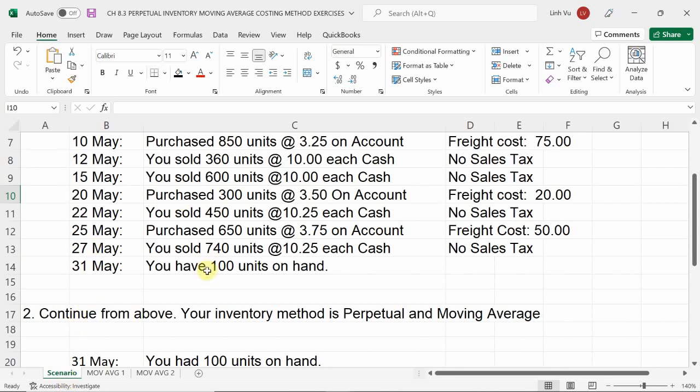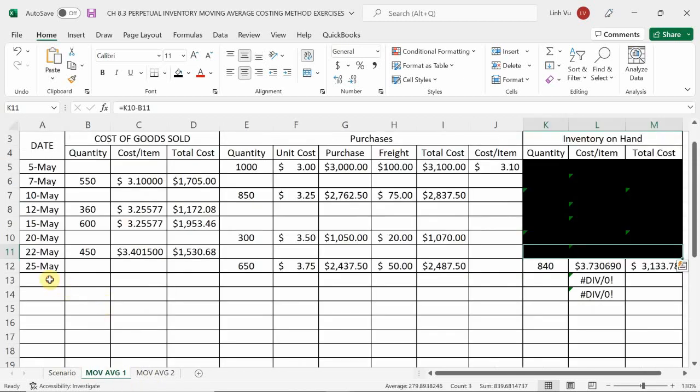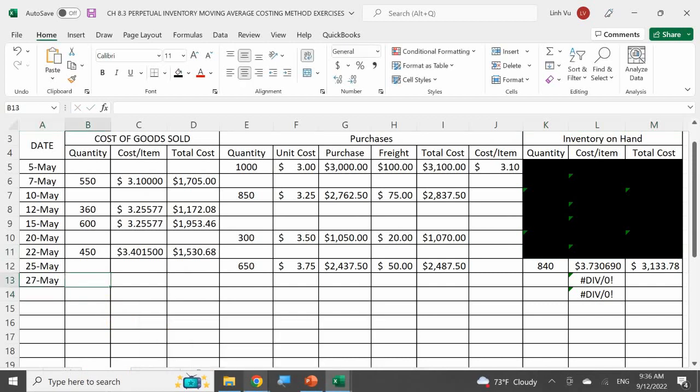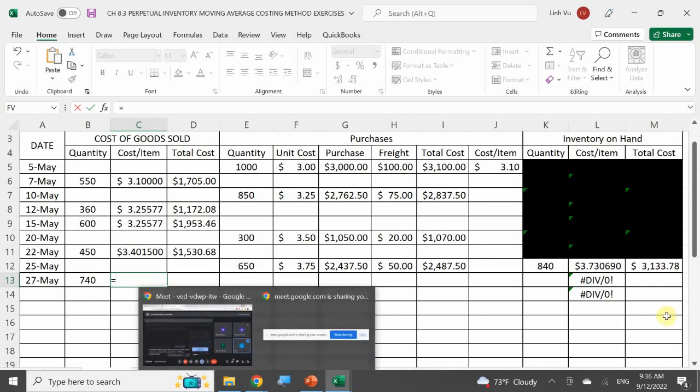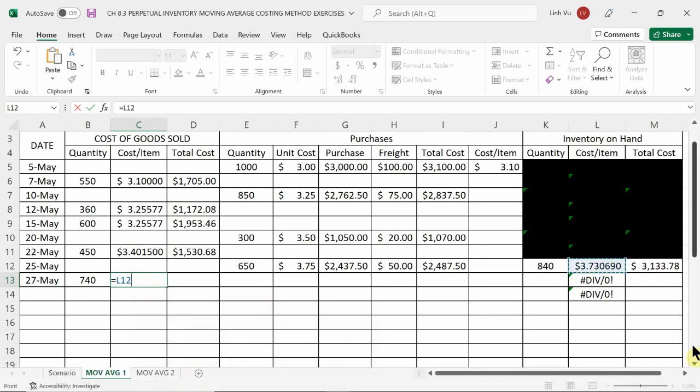Okay. Then we end up selling 740 units, leaving us 100 units left behind on May 31st. So let's go ahead and sell that real quick. So May 27. Okay, 740 units. So in this case, my new average cost is 3.73, right? So in this case, what is my total cost here?